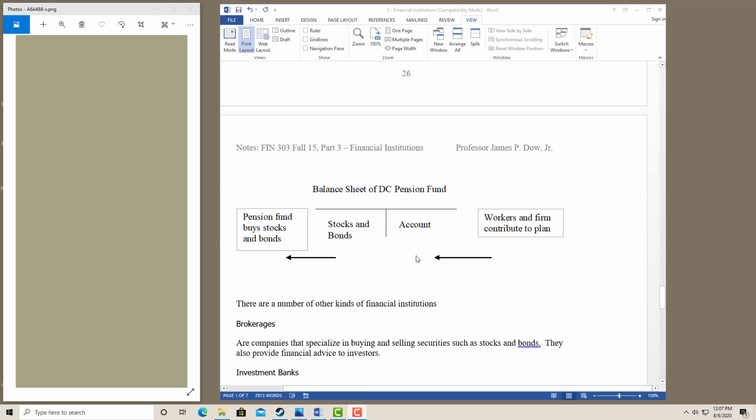In a defined contribution pension fund, it works in a similar way, except in terms of who bears the risk. So the workers and maybe the firm contribute to the plan, and so the workers have an account with the pension, and that account is invested in stocks and bonds. The difference is the amount you get at the end doesn't come from a formula. It depends on how the stocks and bonds did. If the stocks and bonds did great, you have a lot of money at retirement. If they did poorly, well, you're out of luck. Okay? So the risk goes, instead of being on the company, the risk goes to the worker.